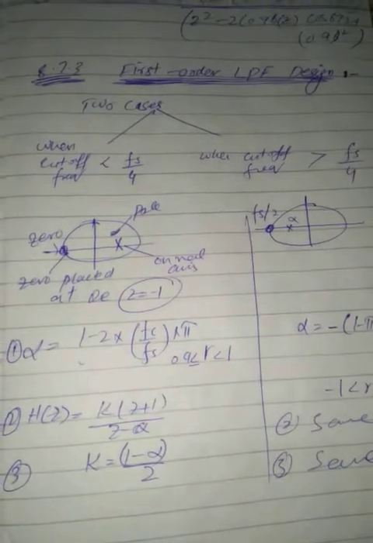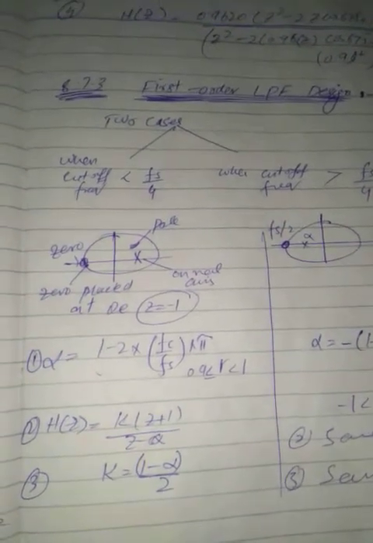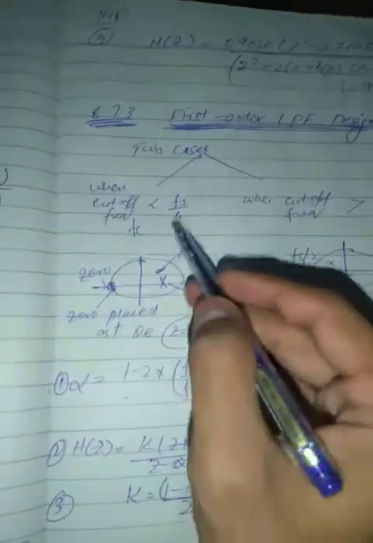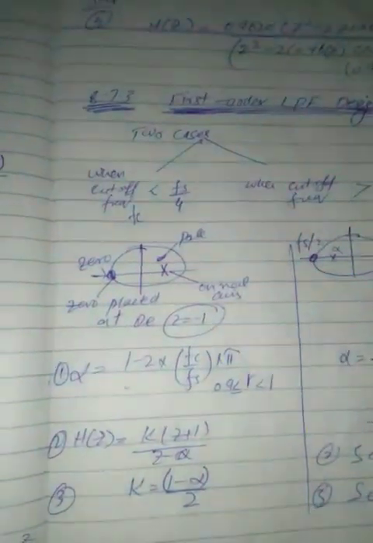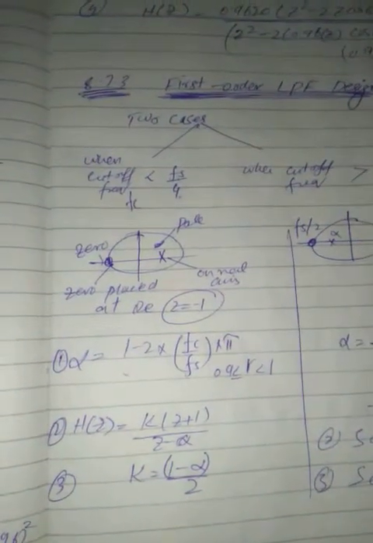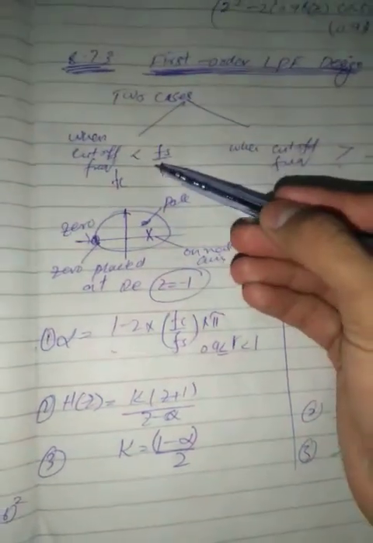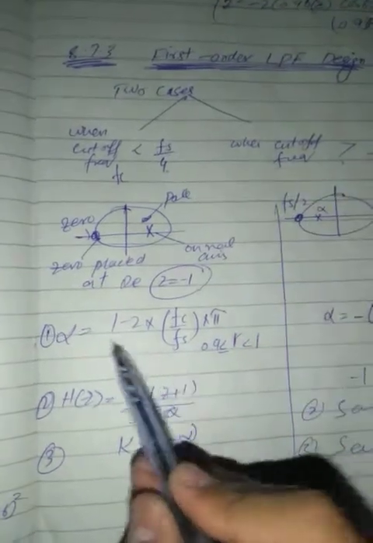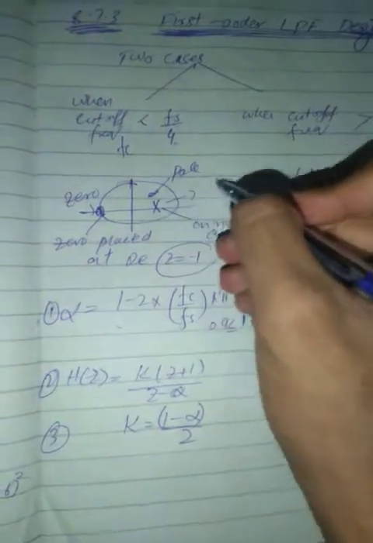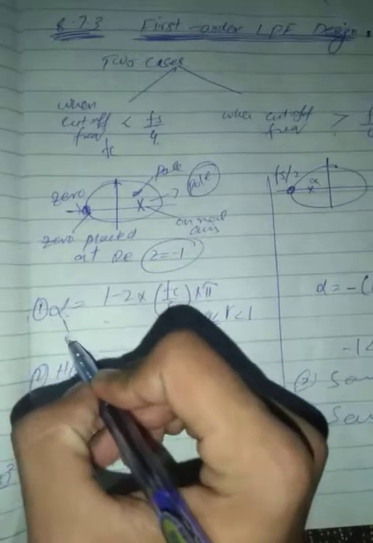The third and last topic is the first order low pass filter design. In first order low pass filter design, we have two cases. The first case is when our cutoff frequency f_c is equal to f_s divided by 4, where f_s is our sampling frequency. The second case is when our cutoff frequency is greater than f_s divided by 4. For the cutoff frequency less than f_s divided by 4, we have three formulas. This is our alpha, the value where we place our pole.